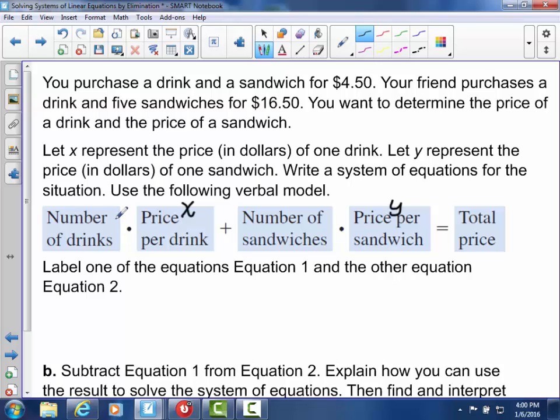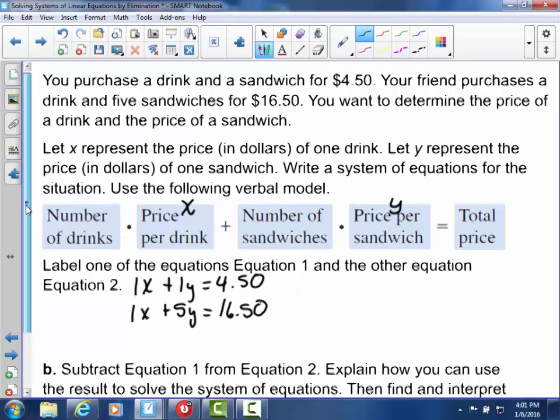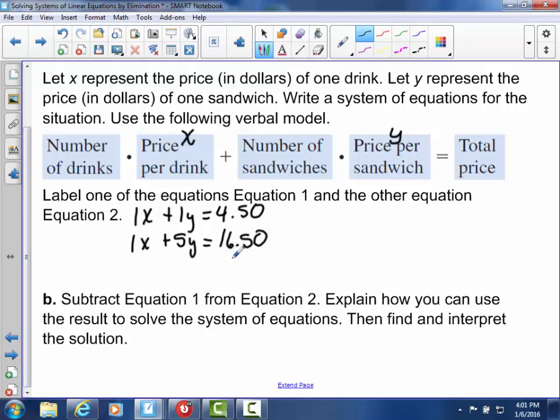So the number of drinks I got was 1, and I got 1 sandwich, so that means 1X plus 1Y equals $4.50. And then my friend got 1 drink and 5 sandwiches, and spent $16.50. So there's my system of equations. Now part B: subtract equation 1 from equation 2. Explain how you can use the result to solve the system of equations.